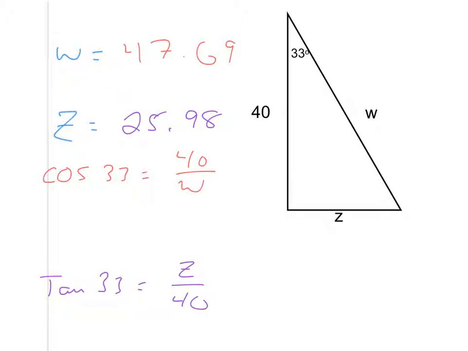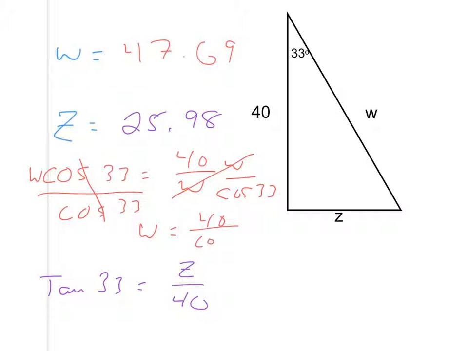Now what I did to both sides is I multiplied by w, and I divided by cosine of 33. So once I do that, those cancel, these cancel, I get that w is equal to 40 divided by cosine of 33, and you can do that right on your calc, and you get 47.69.